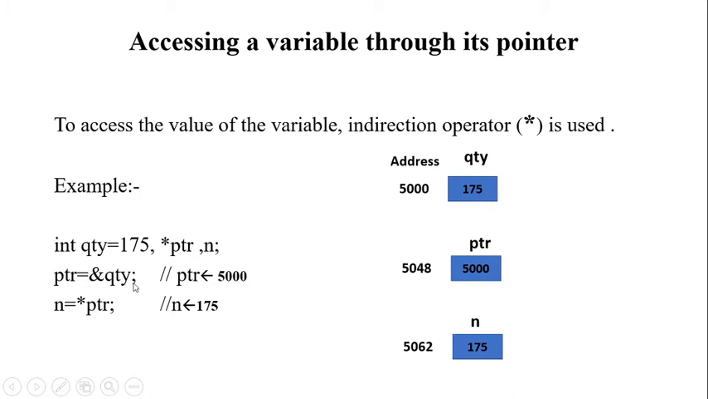Then ptr is equal to ampersand qty. That means this ptr variable contains the address of this qty, that's 5000. Then n is equal to star ptr, means this n contains the content of this location. ptr contains the address 5000 and star ptr means the content of this location 5000, that is 175. So we are assigning star ptr, that is the content of the location 5000, that is 175, inside this variable n. So n contains the content data of this particular address.